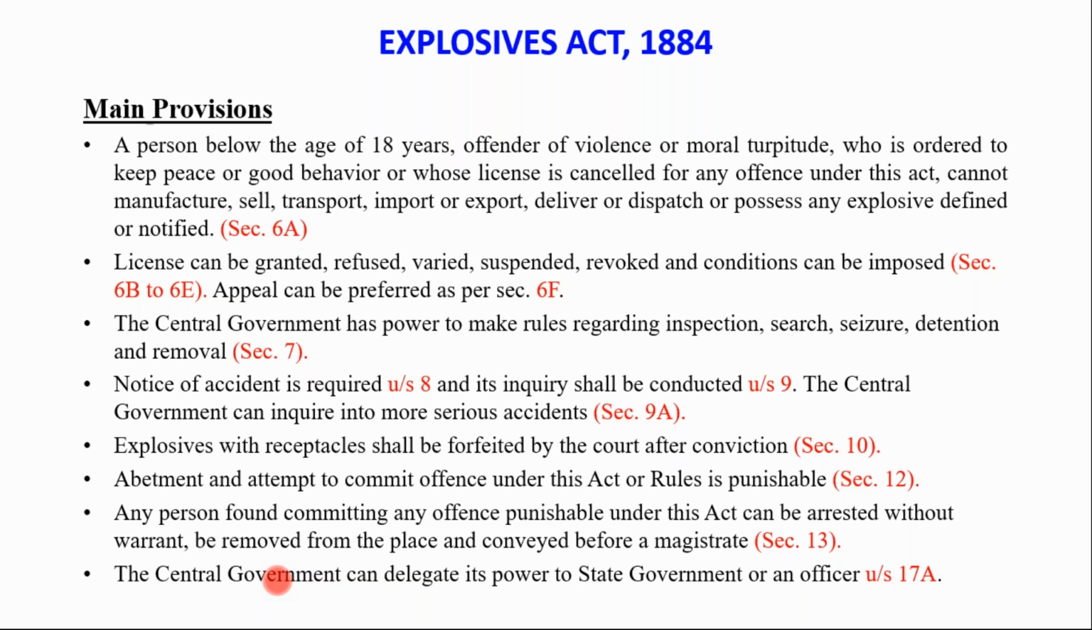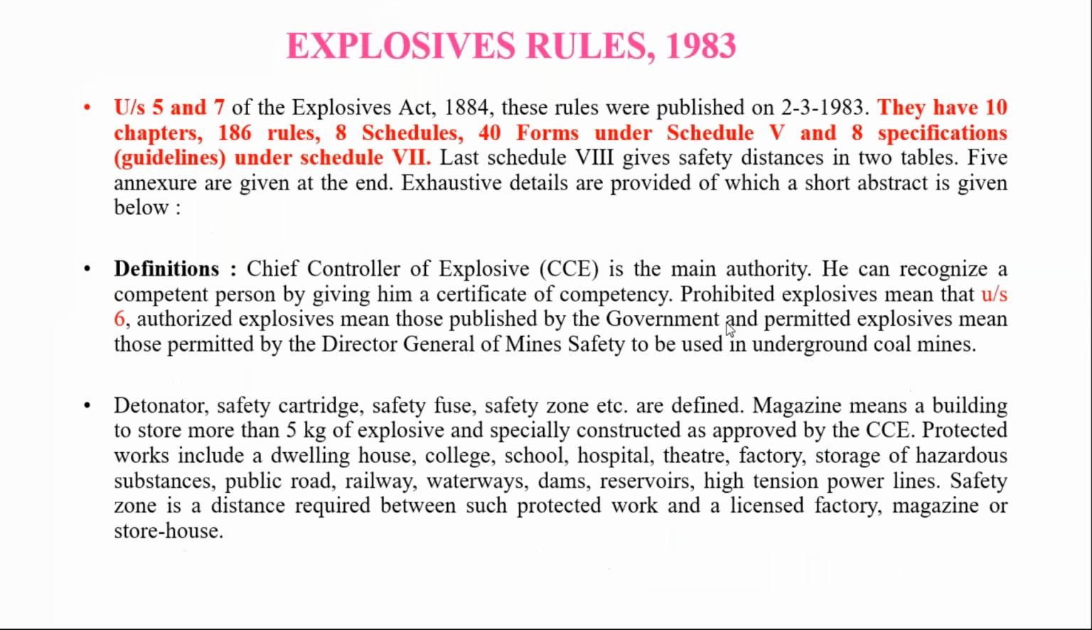But if the situation or condition is such that the central government feels it has to delegate its power to the state government representative, then the state government representative can act as a central government representative, as an officer. They can inspect, carry out accident or incident investigations, reject licenses, or give some inputs to the Chief Controller of Explosives, right?